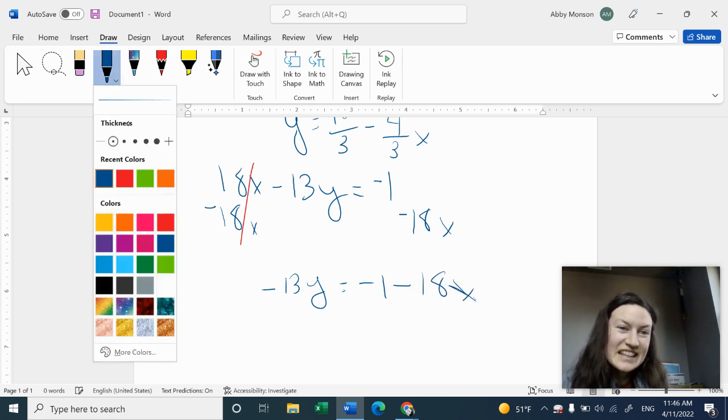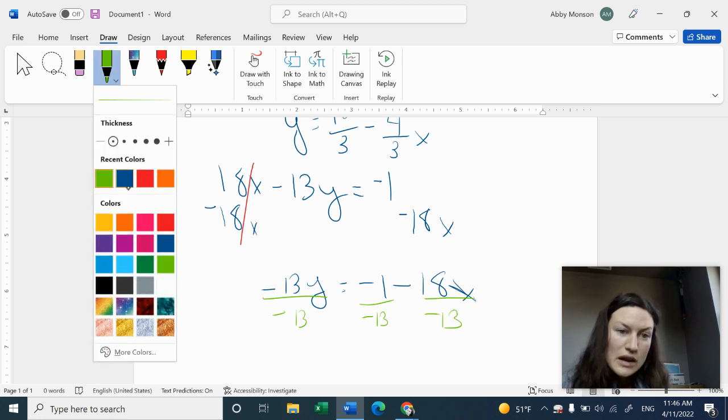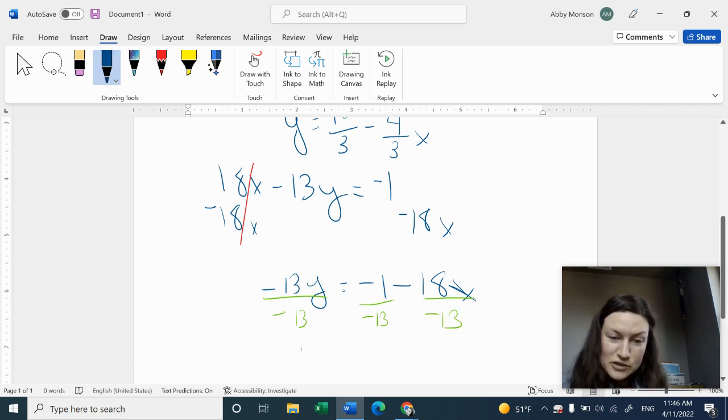And the last part is dividing out our coefficient. Now, when we divide by a negative number, we need to watch our signs. So, negative 13 over negative 13 makes 1y. Negative 1 over negative 13 is going to be positive 1 over 13. And negative 18 over negative 13, a negative divided by negative, makes a positive.